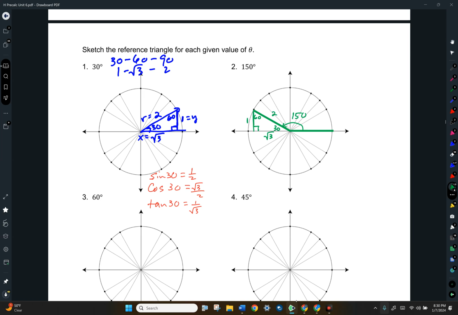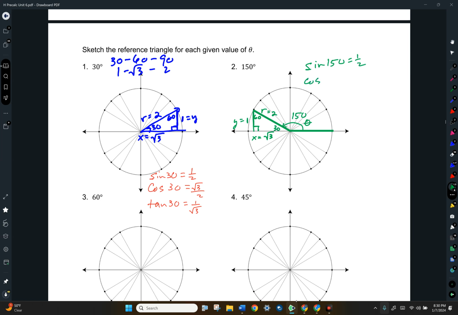But this time, the vertical side is 1, and the vertical side is, remember, always your y. This x-axis down here is my x. The hypotenuse over here is always my r. Even though it's a 30-degree reference angle, the actual theta we're talking about is 150. So I could say the sine of 150, because it's still represented by this 30, 60, 90 triangle, I can use my y over r and say 1 over 2.